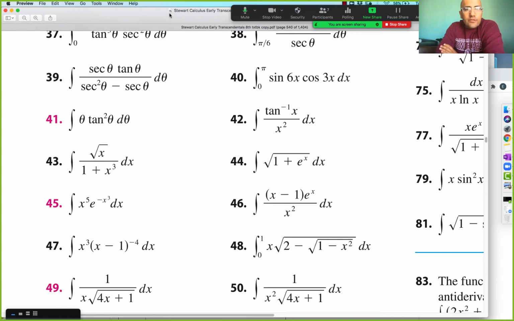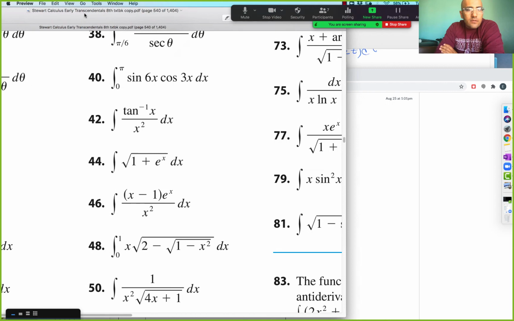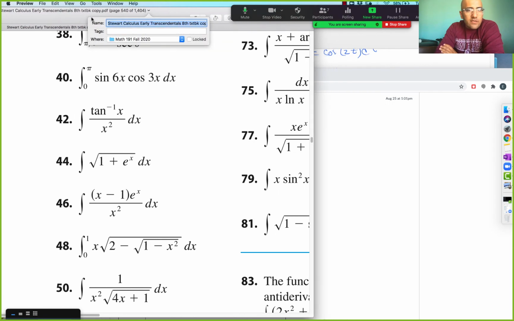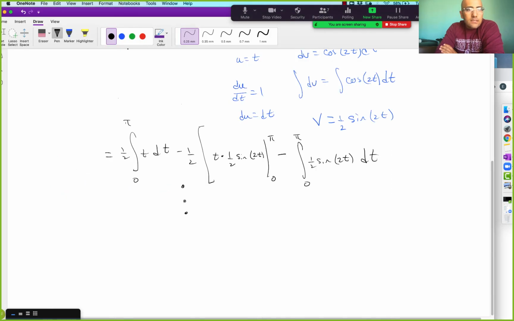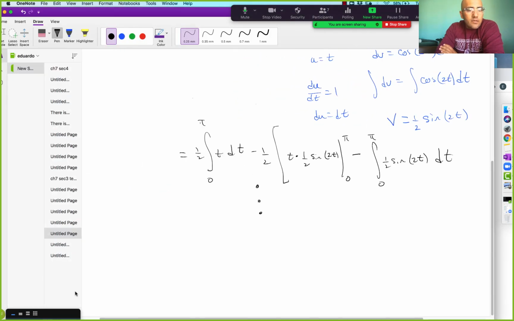Let's get started on 42, unless you guys have an objection. It seems kind of ugly to me. Did somebody do it? Is it okay? Anybody?